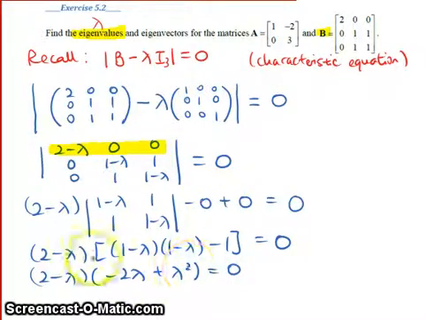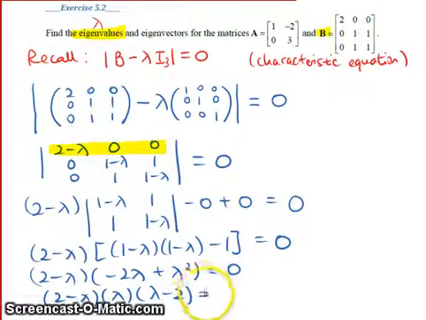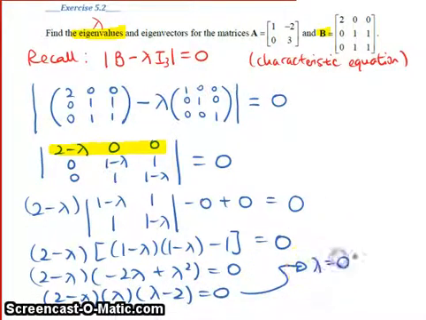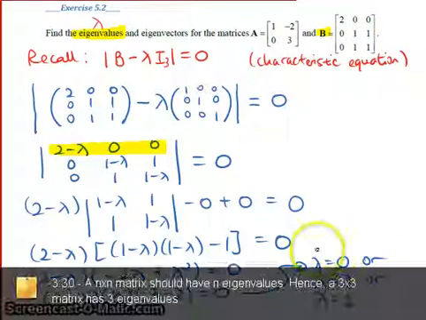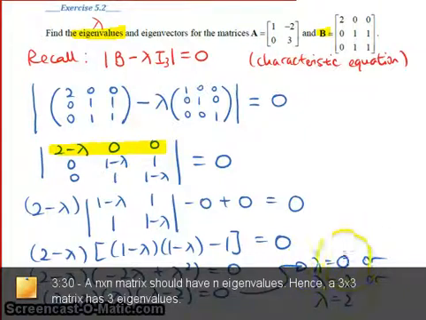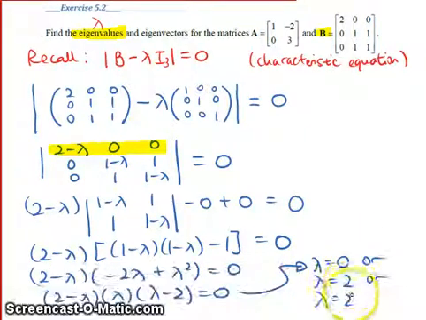So let me continue to factorize this. There's a common factor of lambda. So solving this, I have lambda equals to 0 or lambda equals to 2 or lambda equals to 2. So I have these eigenvalues. Eigenvalue can be 0 or 2, and 2 is a repeated eigenvalue.